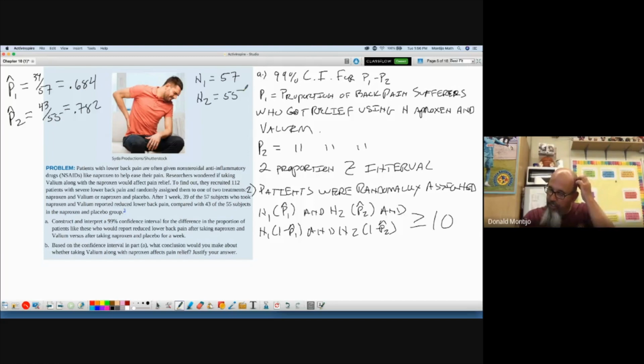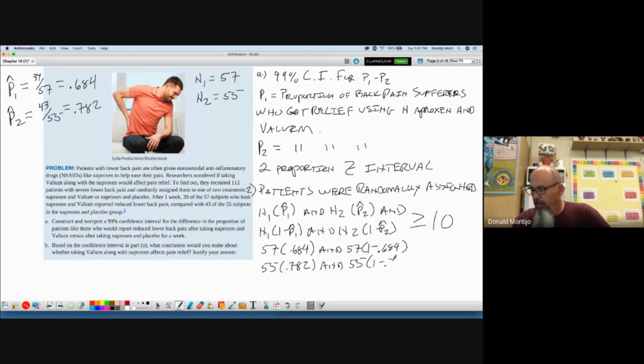So now I'm just going to plug and chug into this formula. So it would be 57 times 0.684, 57 times 1 minus 0.684, 55 times 0.782, and 55 times 1 minus 0.782. They all have to be greater than or equal to 10. I'm not going to type all these in, but you will see that, yes, they are all greater than or equal to 10. Now, is it independent?